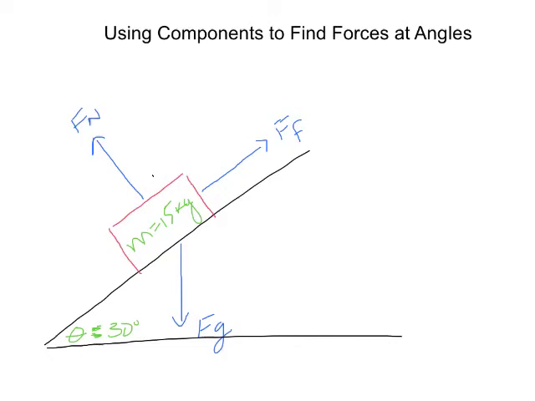Okay, so we have dealt with finding the forces on force diagrams with flat surfaces, so no angles. So now it's time to introduce what happens, say, when you're moving something up a ramp. All right, in this case, we have an object that is at rest. So our velocity is 0, all right?